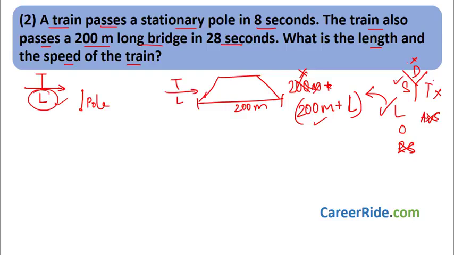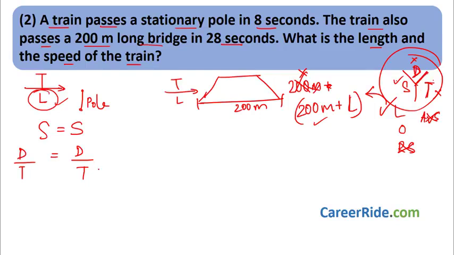Let's see how speed is same. We see that it is the same train and it is passing the pole as well as the bridge. They have not mentioned whether the speed changes or not, so the speed has to be same. So S equal to S. So what will we get? What is the formula for speed? Distance upon time. From where did we get the formula? From our DST. Speed equal to distance upon time. Right? So here distance in the first case is L. Distance traveled is L in case of the pole and the time taken is 8 seconds. In case of the bridge, distance traveled is 200 meters plus L and time taken is 28 seconds.